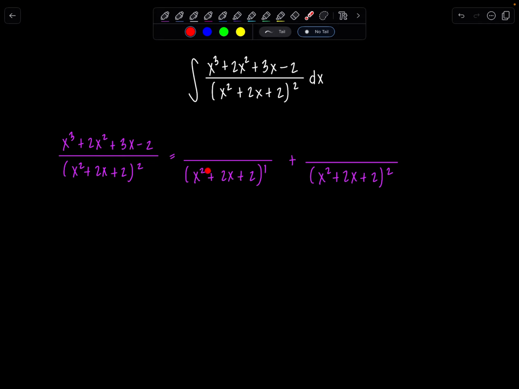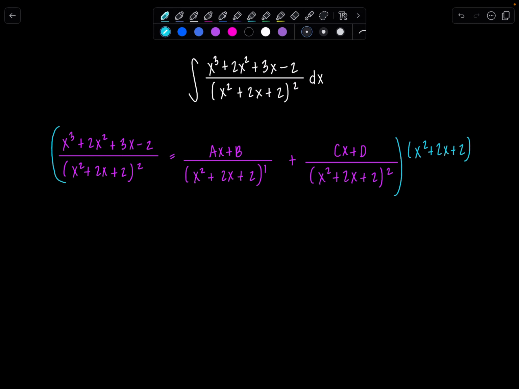And then again, since each of the denominators contains an irreducible quadratic, the numerator has to be a linear expression. So ax plus b, and then this is going to be cx plus d. Do we got it? Okay, this just doesn't come up that often, so most people forget how to set it up. Now I'm going to multiply through by the LCD, so (x squared plus 2x plus 2) squared, right?